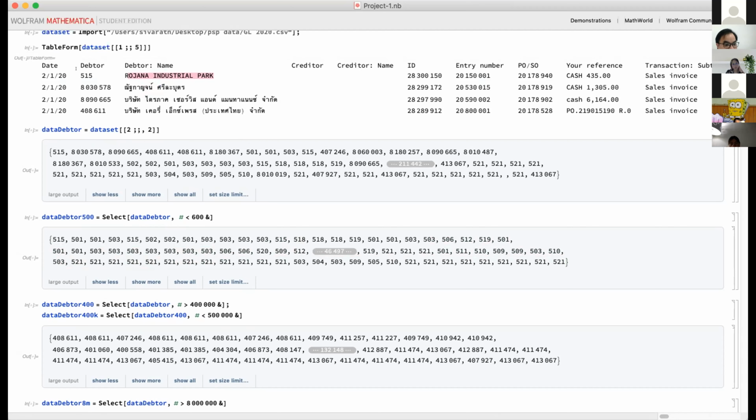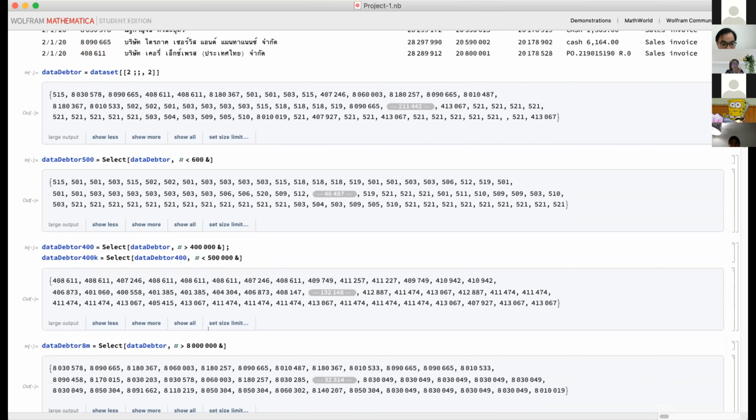What does the hashtag refer to? That is data debtor, right? Oh, column 2. Oh, I see it. Okay. Yes. Sorry. So this is just ID, right? Yes, because the numbers have like 500 and like 8 million and like 400,000. So I have to separate them into 3 variables.